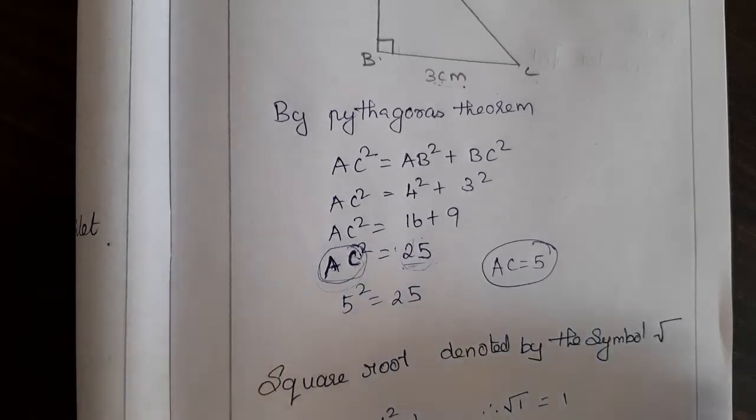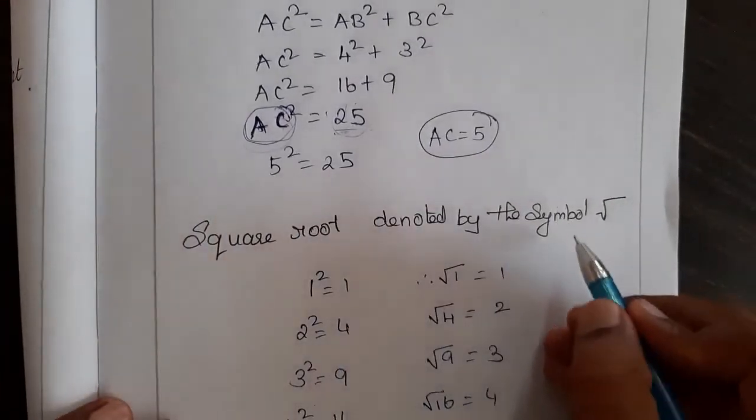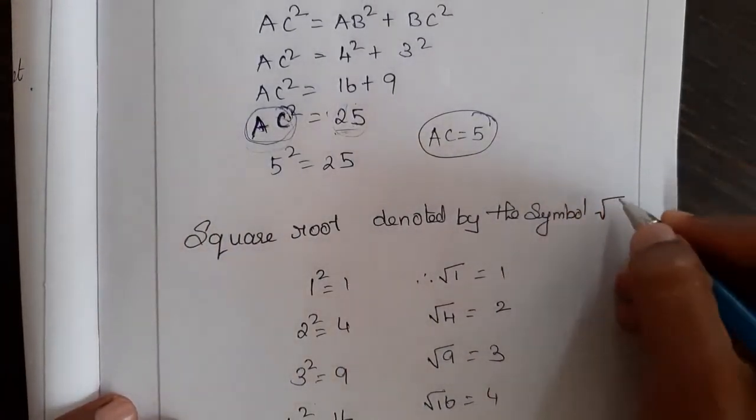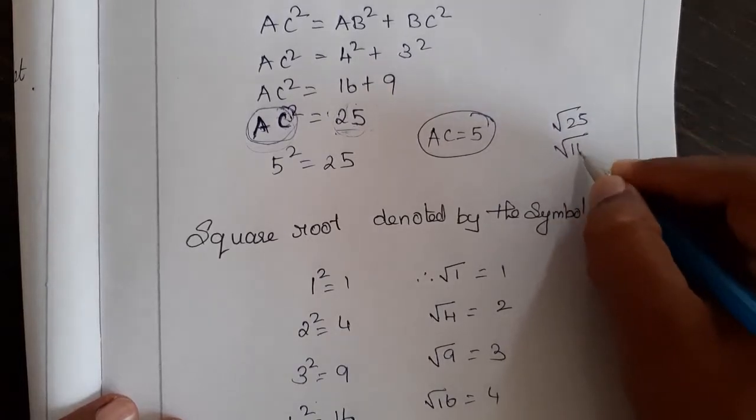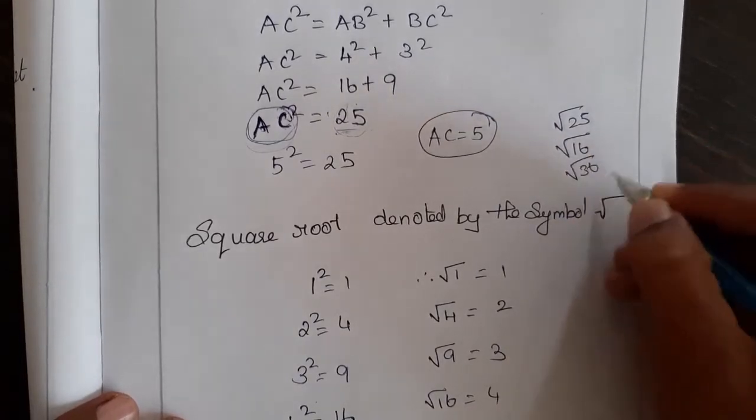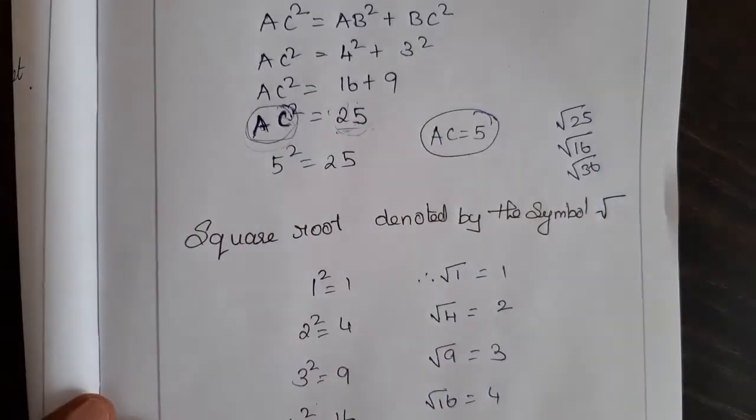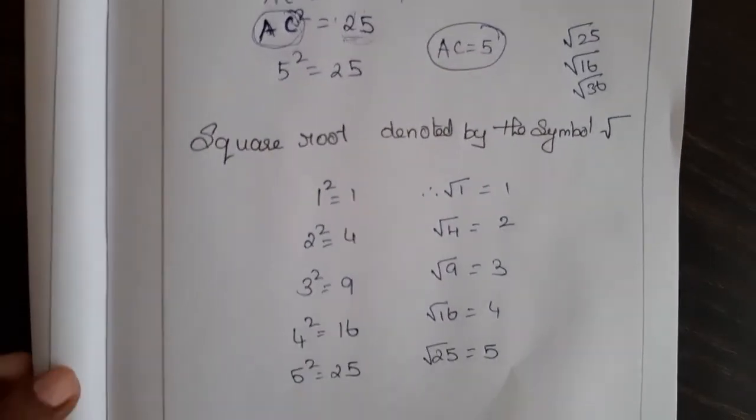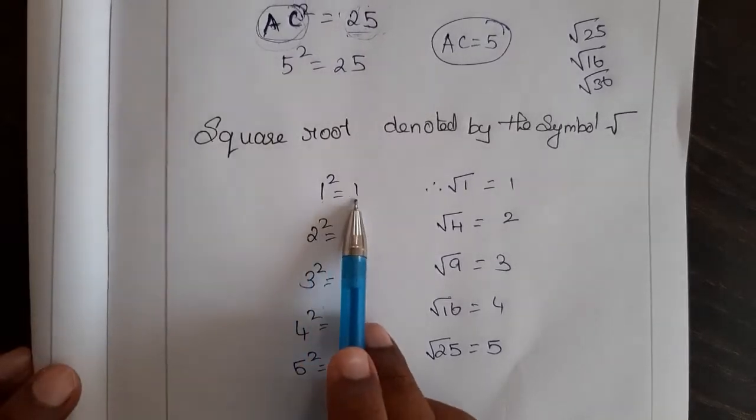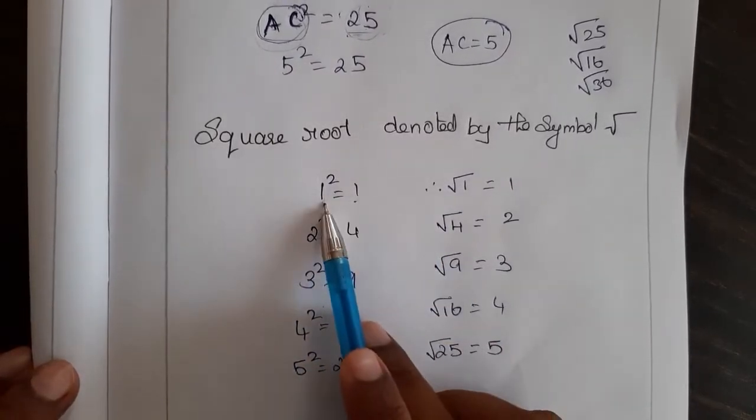Clear? The square root is denoted by this symbol. Inside it you can write any number: square root of 25, square root of 16, square root of 36. This symbol is called the square root symbol that we will be using. And here 1 square is equal to 1, therefore the square root of 1 is equal to 1.